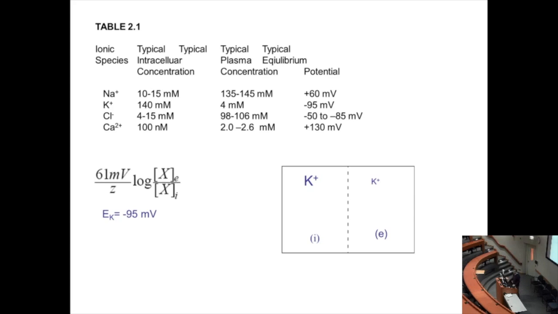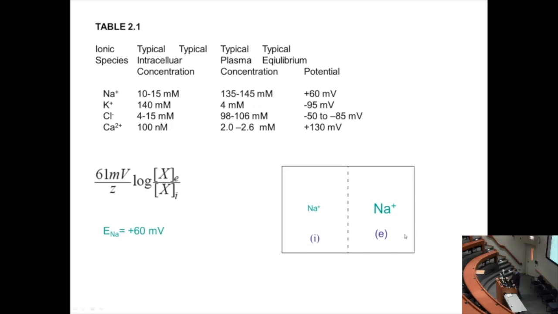So if you plug in the numbers for potassium and do the calculation, you'll find out that the equilibrium potential is minus 95 if I have a membrane that is selectively permeant to potassium only, and then the voltage across that membrane will be minus 95 when the potassium stops flowing, okay? For sodium, it is plus 60.